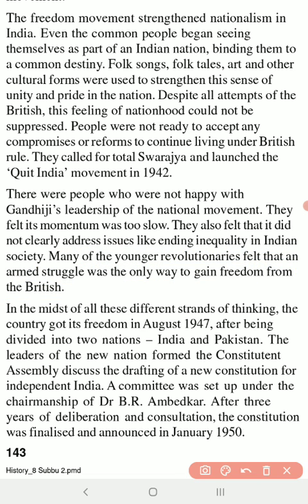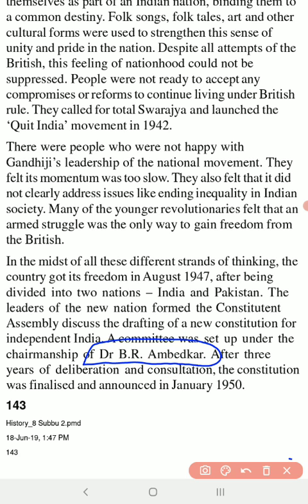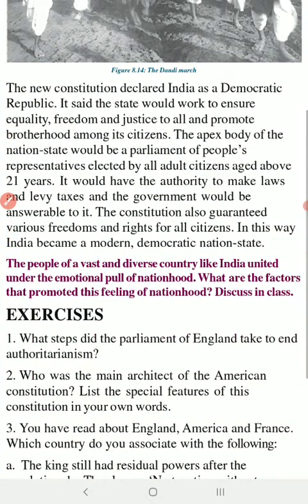In the middle of all these different strands of thinking, the country got its freedom in August 1947. After being divided into two nations, India and Pakistan, the leaders of the new nation formed a constituent assembly and discussed the drafting of the new constitution for independent India. A committee was set up under the chairmanship of Dr. B.R. Ambedkar, the architect of the Indian constitution. After 3 years of deliberation and consultation, the constitution was finalized and announced in January 1950. In a nutshell, we have seen the Indian struggle for independence and the social change.